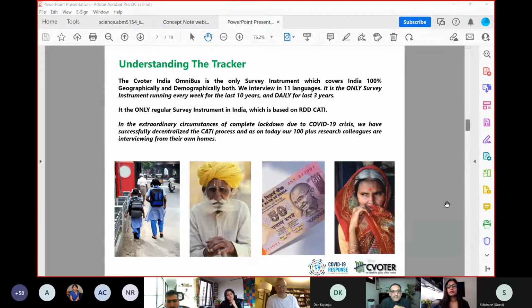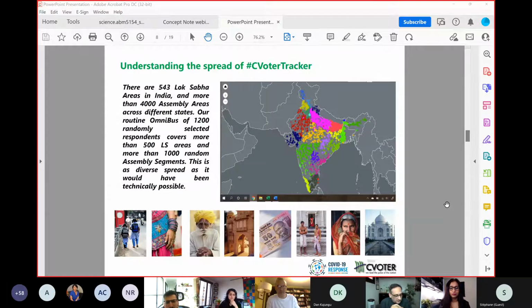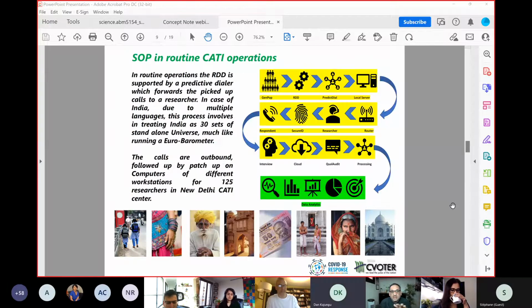So when COVID happened, and this is to give you the coverage of the CATI RDD omnibus in one typical week, the kind of geographic coverage. Each dot represents one interview, and different colors represent different provinces and languages as well. So the coverage that CATI gives is awesome, and I will just explain how it is carried out. The standard operating process in the routine CATI operation is just like any RDD CATI operation that you have in the West or any other country. No big deal in that.